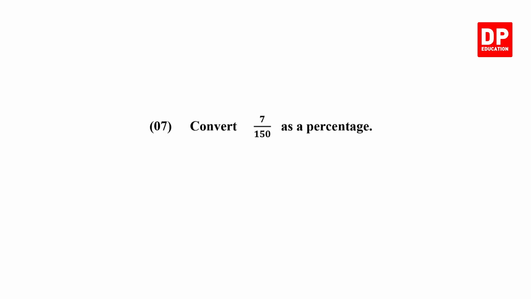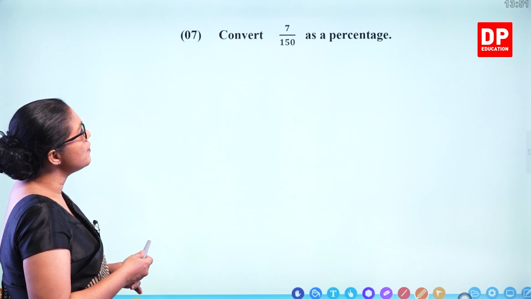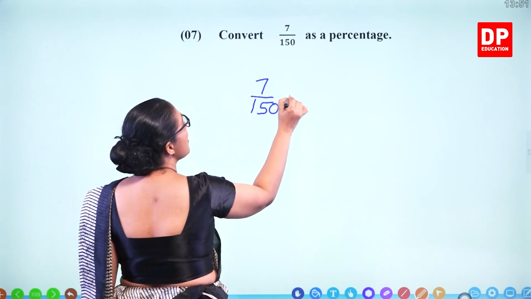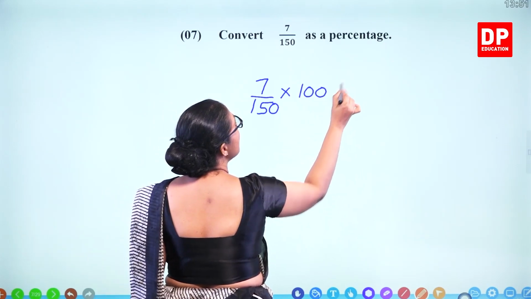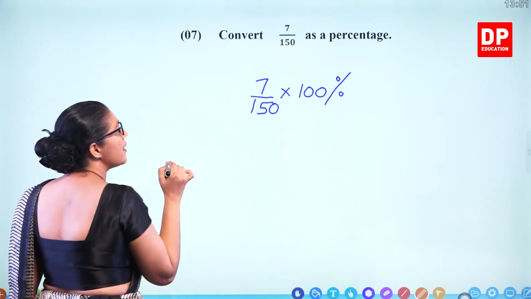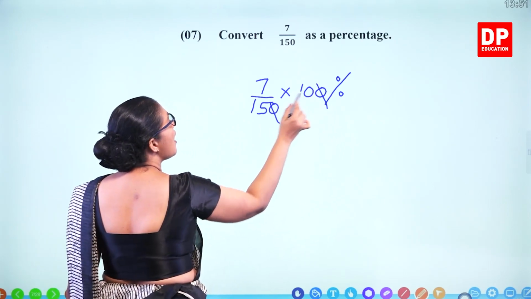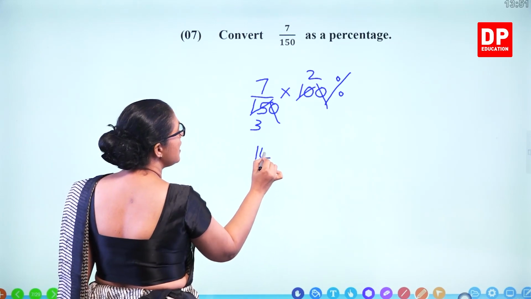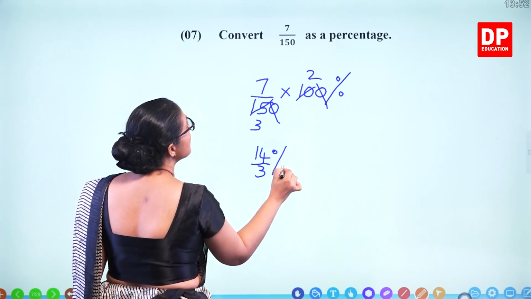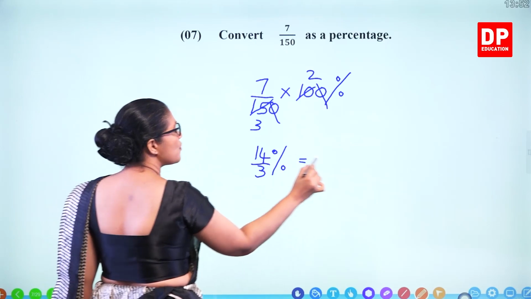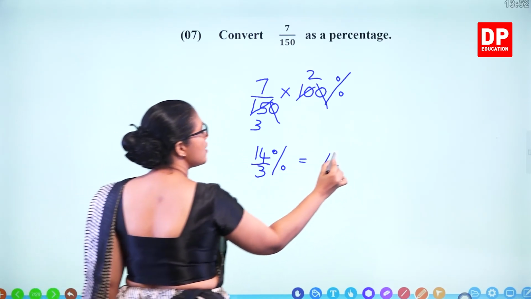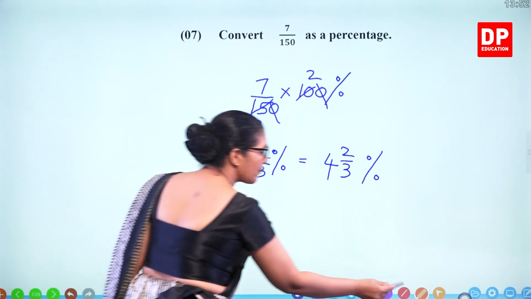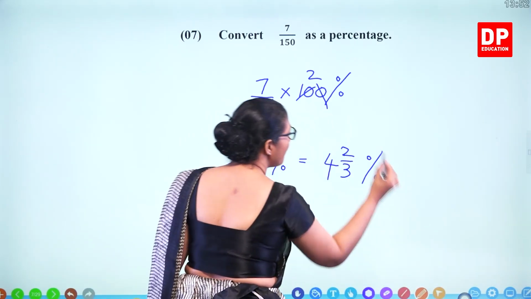Question number 7. Convert 7 over 150 as a percentage. How you convert as a percentage? You just multiply by 100 and divide by 100 means the sign. 0 get cancelled out. 5 times 2 and 5 times 3. 7 times 2, 14 over 3%. That means 3 times 4, 12. 2 remaining, 2/3 as a percentage. You get 2 marks for that.